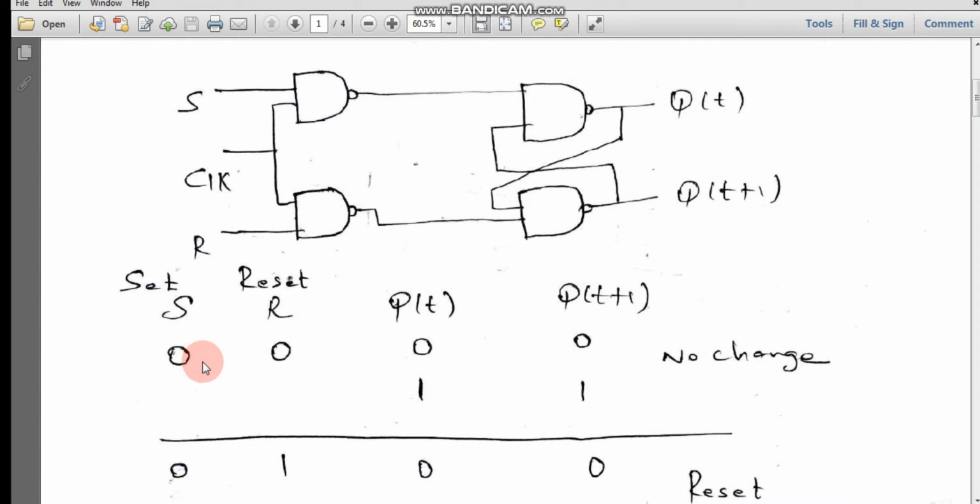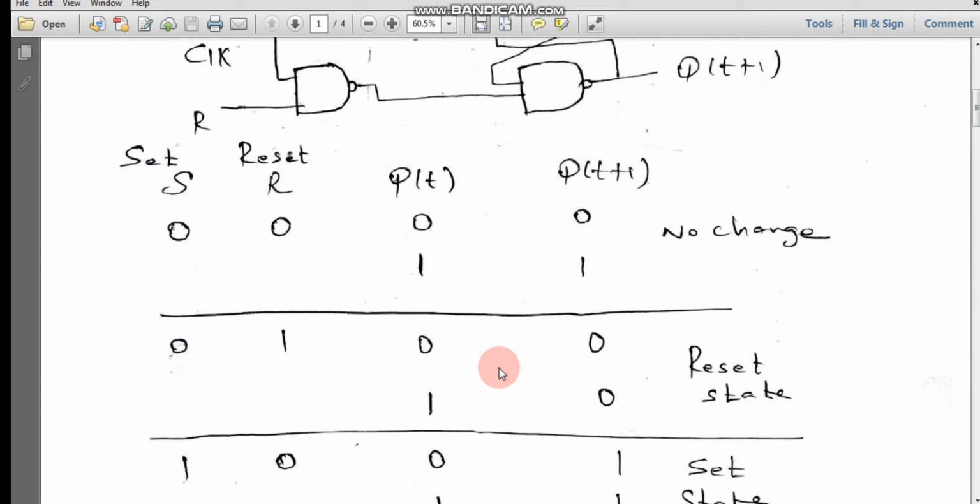For the first input combination, 0 0, Q of t may be either 0 or 1. In Q of t plus 1 there is no change. Whatever the Q of t value is, that should be obtained in Q of t plus 1. So whenever S is 0 and R is 0, Q of t plus 1 follows Q of t. It may be 0 or 1, and the same should be obtained here also.